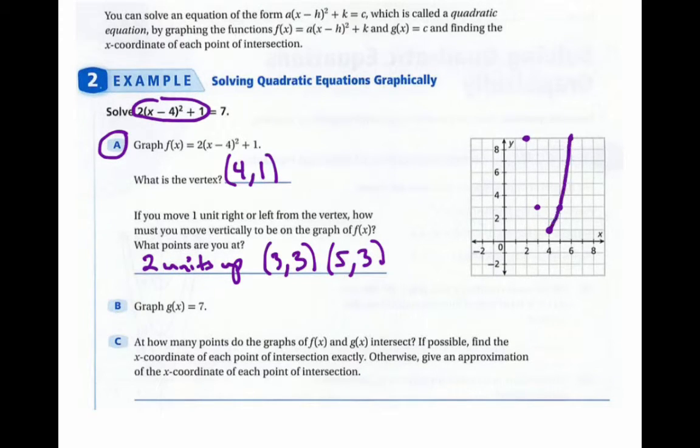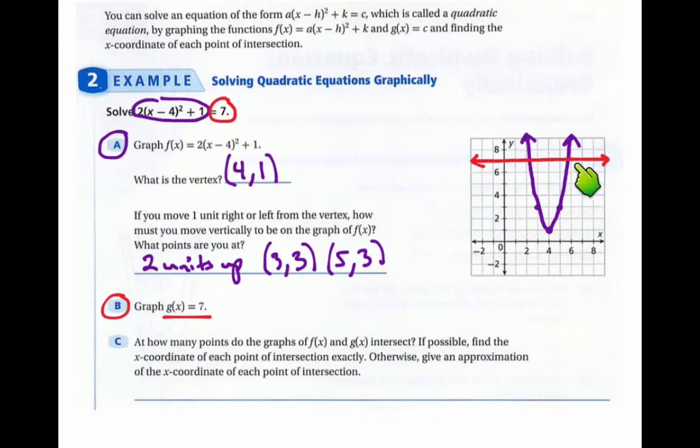And I can very neatly graph that. Boy, does neatness matter right now. And now I'm going to graph the right side of my equation. Graph g of x equals 7. That's just that horizontal line right there.